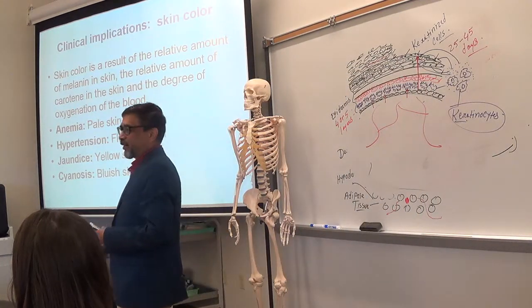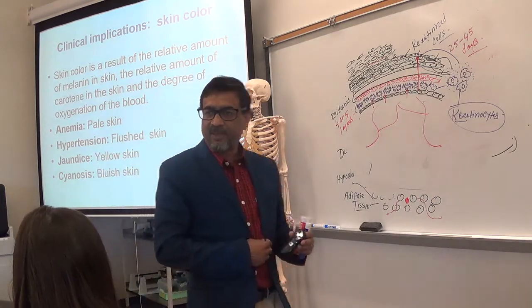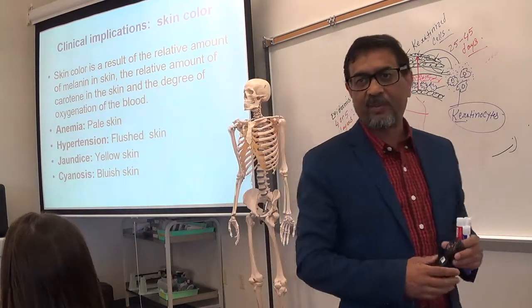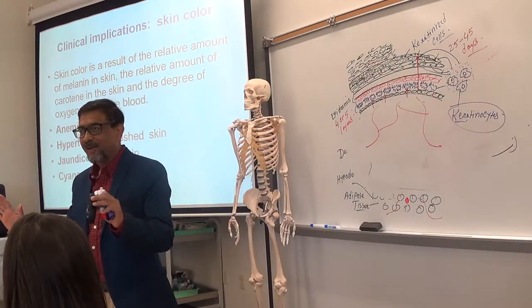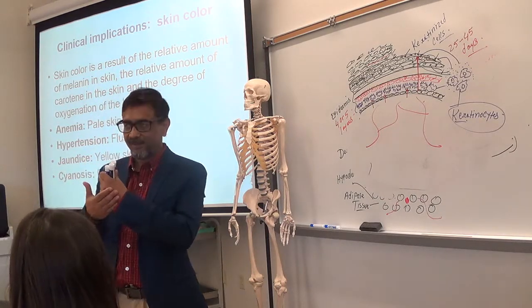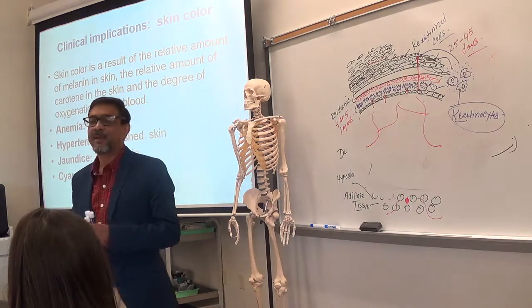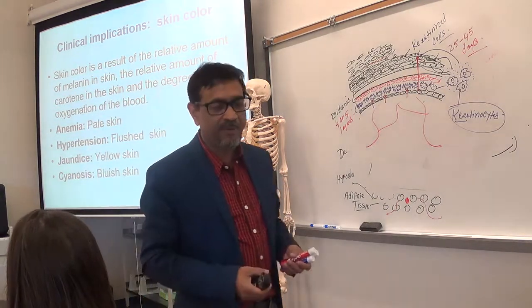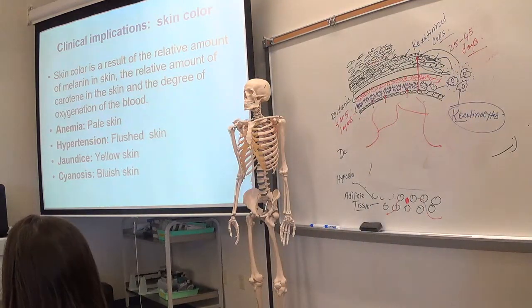Okay. Now, by looking at the skin color or change of the skin color, you can diagnose some clinical conditions. One I have already mentioned, right? Anemia. If someone has lack of hemoglobin, the color of the skin will be pale. Skin or mucous membrane will be pale. And that will tell if that person might have lack of hemoglobin, which is anemia.